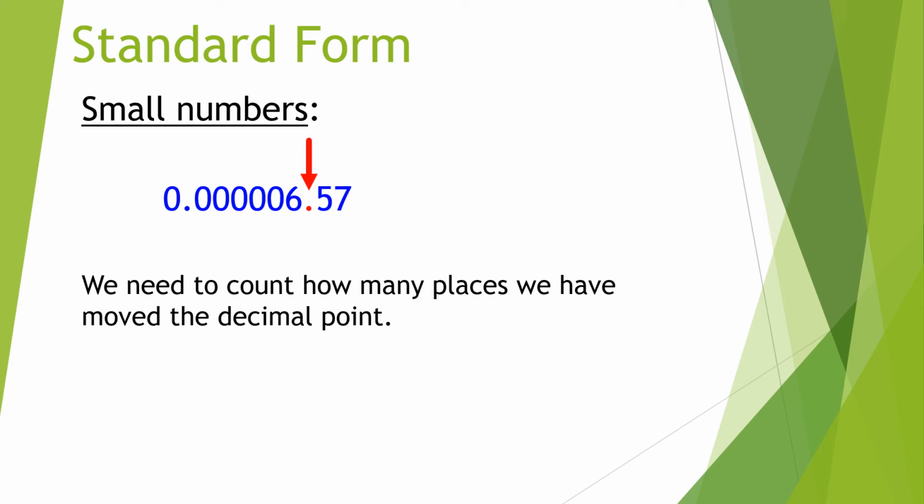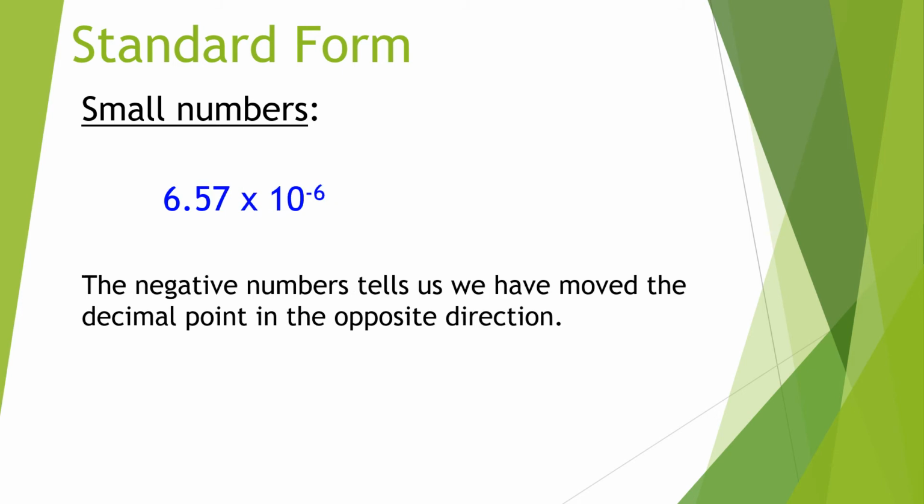As with the large numbers, we need to count how many places we've moved the decimal point. So we started here and we've got 1, 2, 3, 4, 5, 6 places. So our answer is 6.57, the number between 1 and 10, multiplied by 10 to the minus 6.